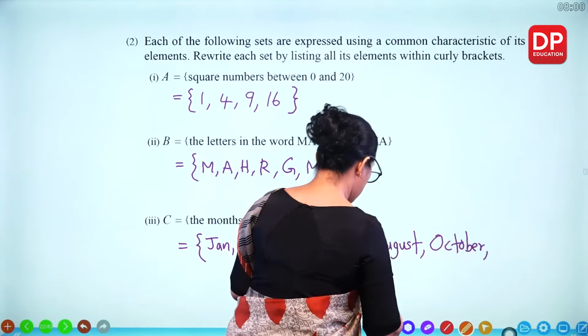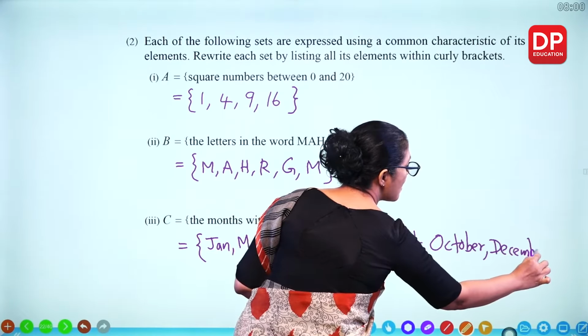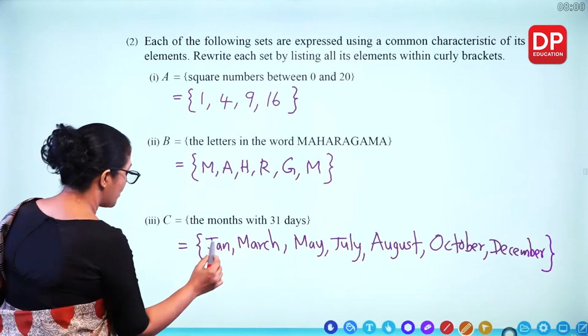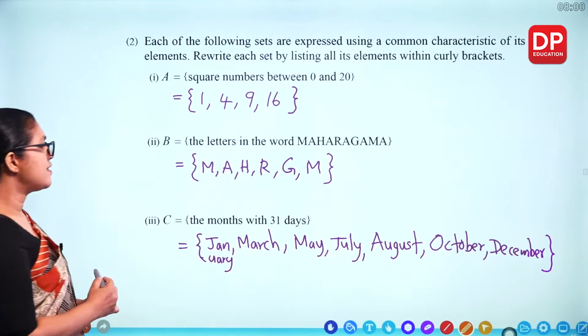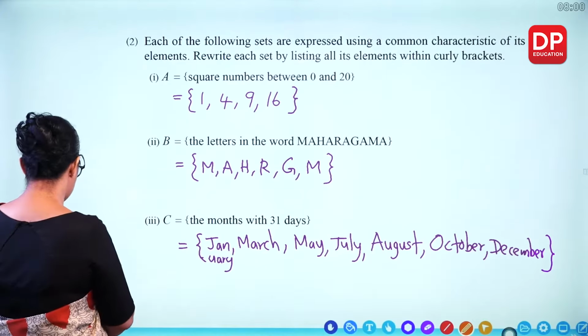November is 30 and December. So these are the months. So I'll write January. So these are the months with 31 days. So these are elements in C.